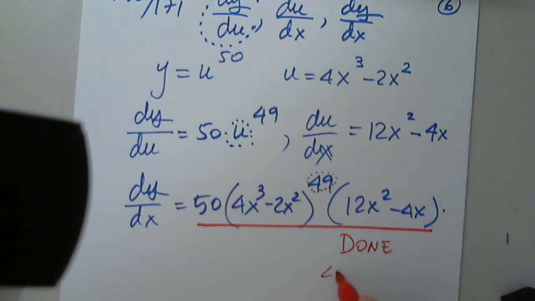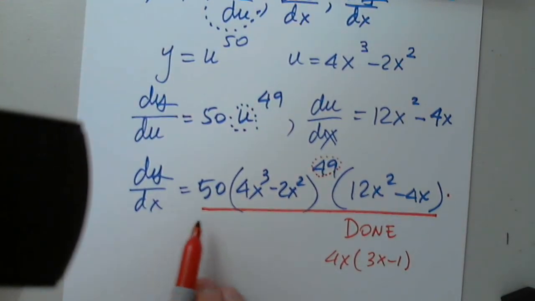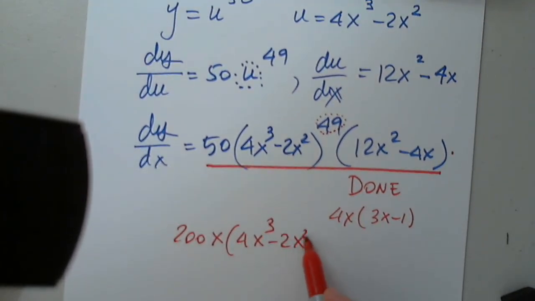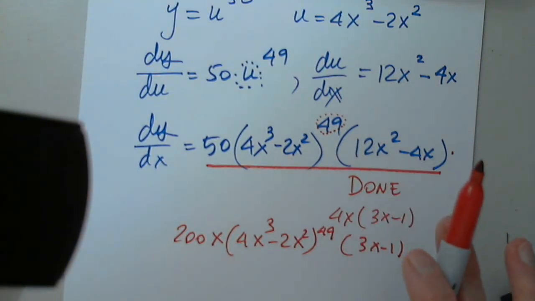You can factor out 4x and just write 3x minus 1. You could, and then put the 4x in front. So you will have 200x, 4x to the third, minus 2x squared to the 49th, and times 3x minus 1. There is no need, but we would still get the answer right if we don't.